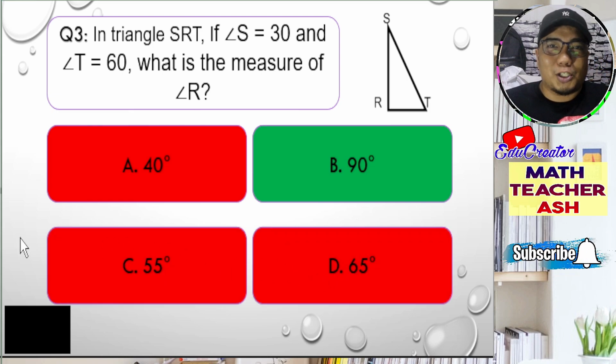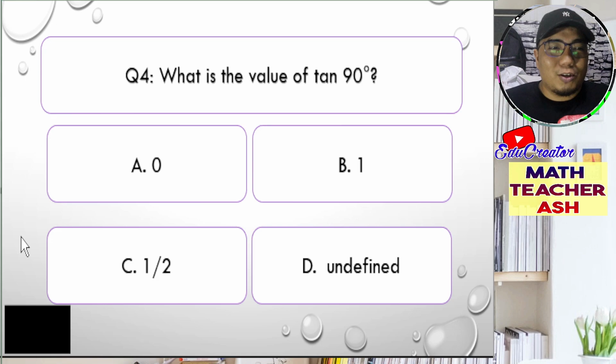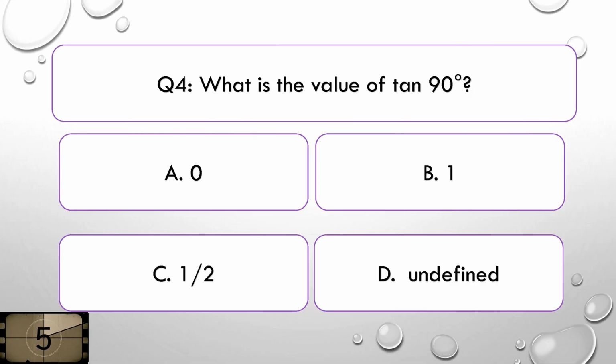Now let's go to question number 4. What is the value of tan 90 degrees? Is it A, 0, B, 1, C, 1/2, or D, undefined? I'll give you 5 seconds to think about your answer.